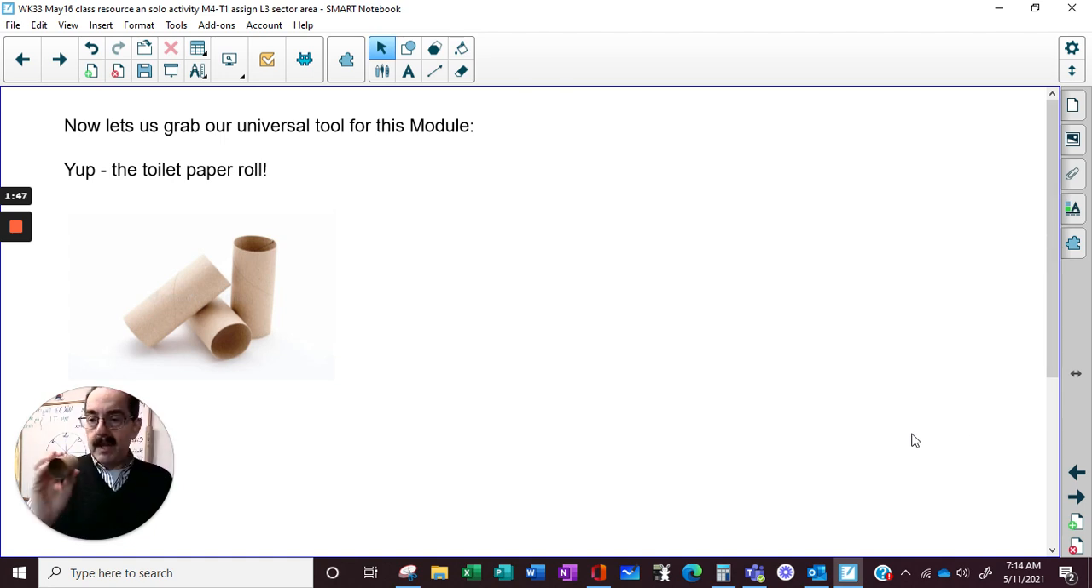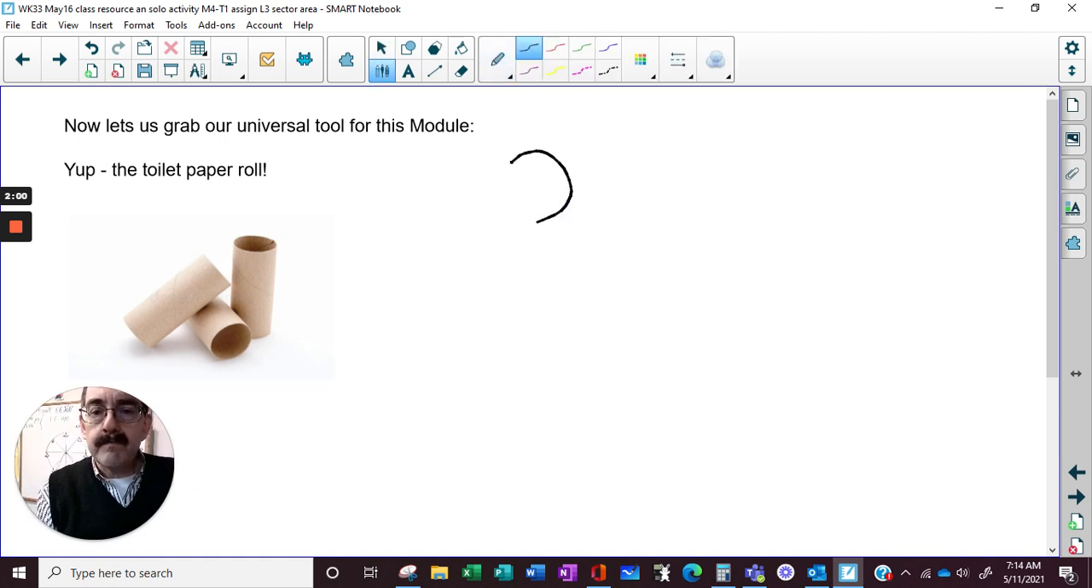But before we get started, everybody grab your universal tool, the paper towel and toilet paper roll. And I just want you to realize where we were last week. We got our circle, and we were interested in the circumference, 2 pi r, where r was this distance. So everything was about the edge, and then we calculated how much of the edge, a percent.